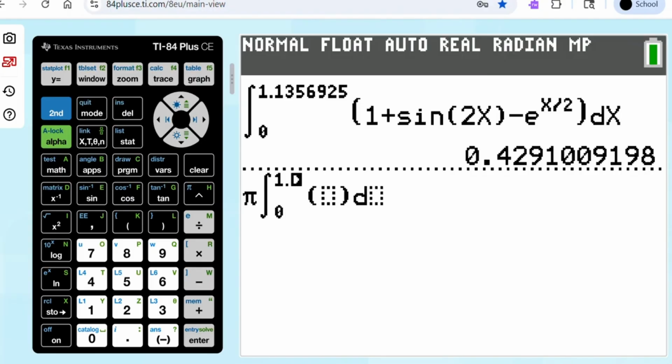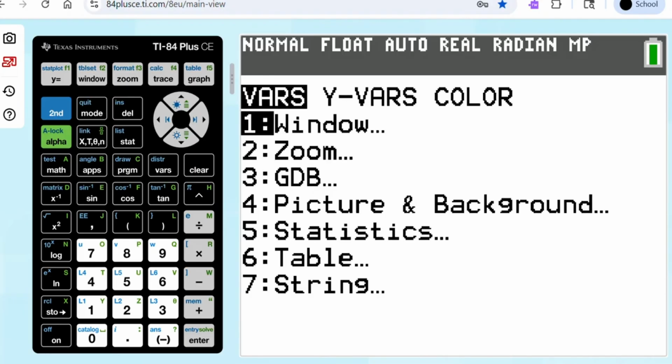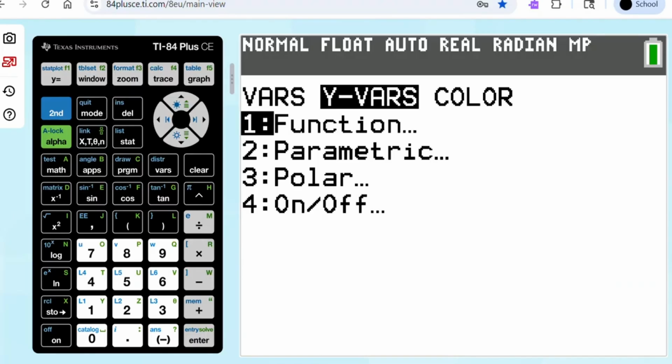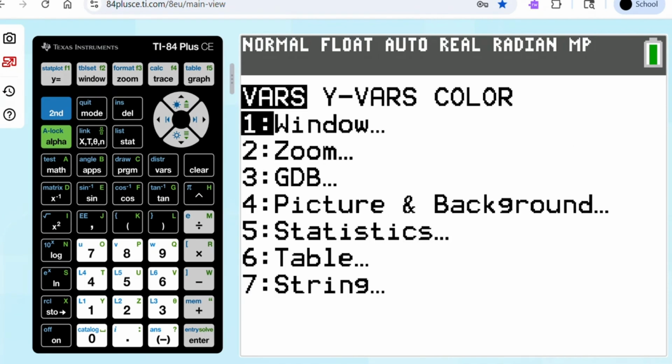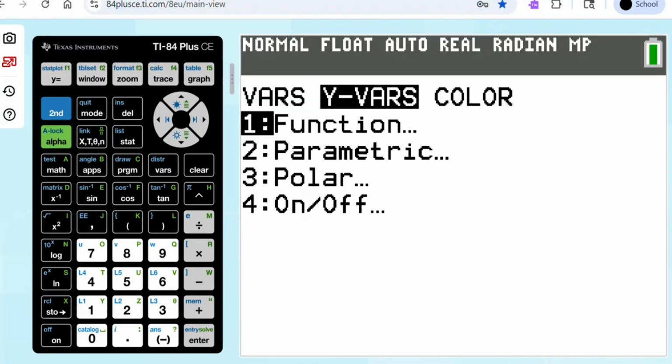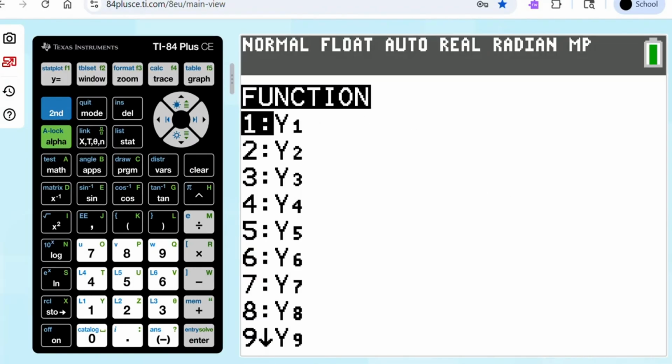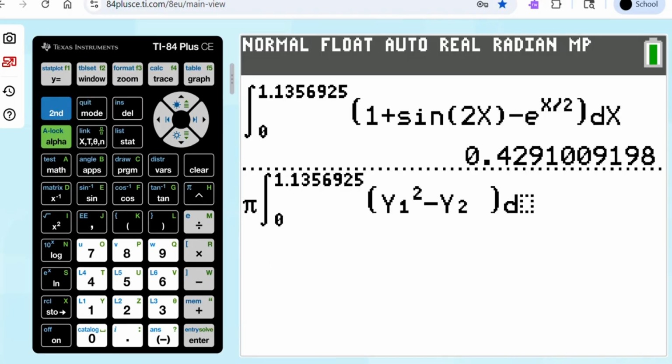And we're going to put in our 1.1356925 there. And then on the inside here, this time instead of rewriting each of those functions, I'm going to hit the VARS button next to clear and go over to the second column and hit function, and then y1 was f of x. So I'm going to do y1 squared minus, and then I'll do the same thing again. So I don't have to rewrite it, I'll retype it with the squareds. Same thing, VARS, second column function. Now I'm going to choose y2 because that's where I put g of x, and then I'll square that.